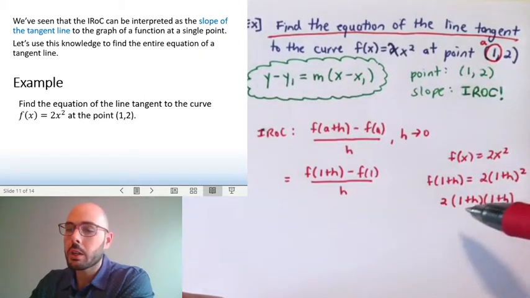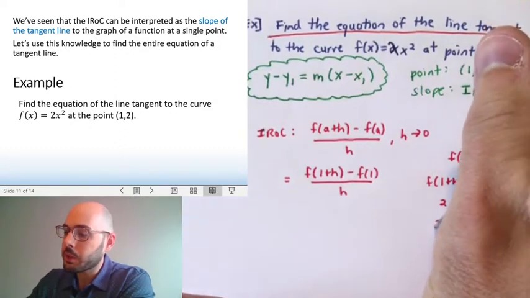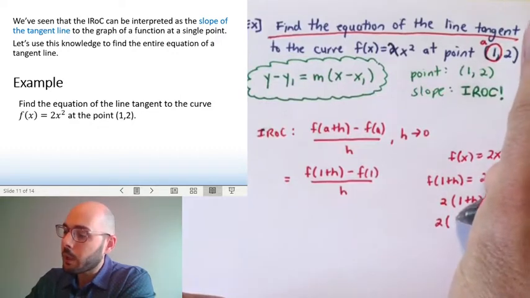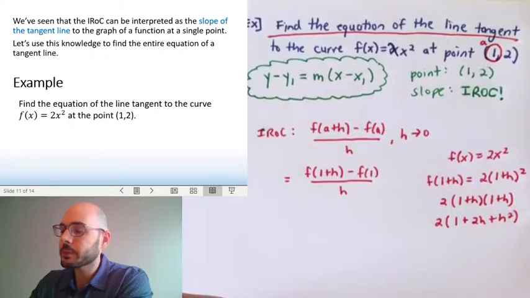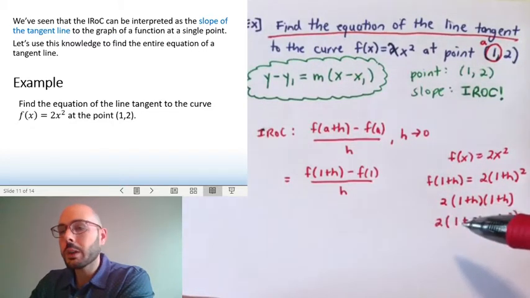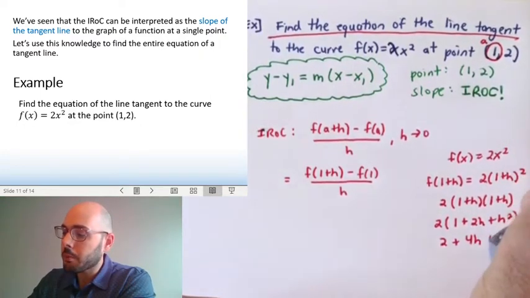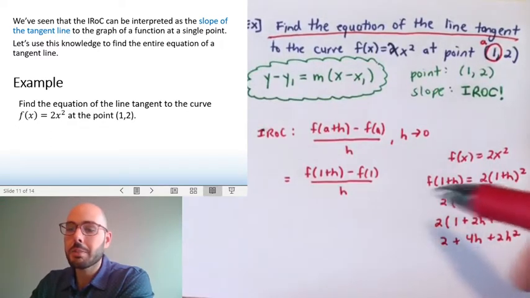1 plus h squared is 1 plus h times 1 plus h. Go ahead and FOIL that out, but keep the 2 there. So 1 plus h times 1 plus h. When I FOIL that, I'll get 1 plus 2h plus h squared. So I'm not showing my foiling. I trust that you can do that yourself. And then you will want to distribute that 2. It's going to be 2 plus 4h plus 2h squared. So that's f of 1 plus h.